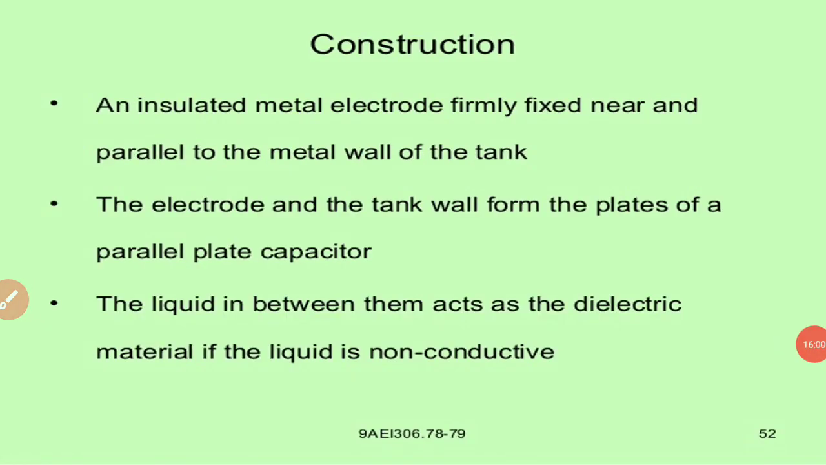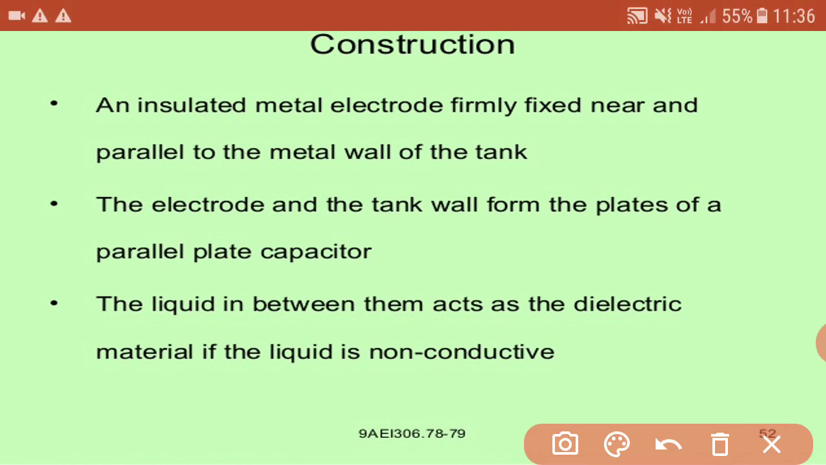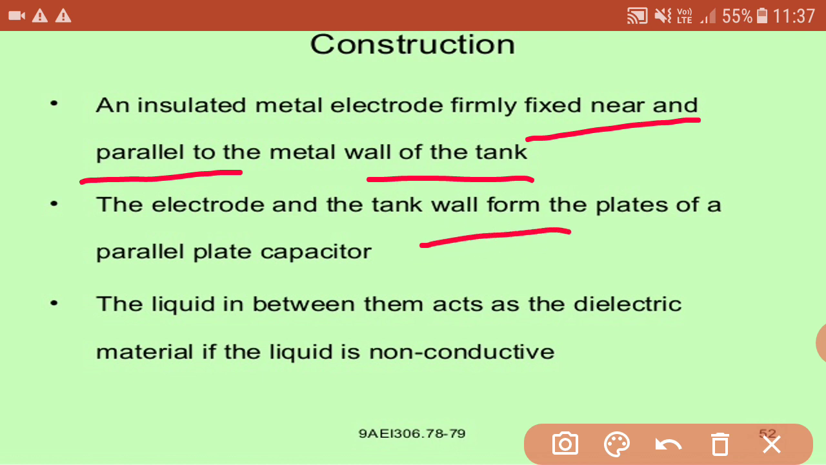Now construction. An insulated metal electrode is firmly fixed near and parallel to the metal wall of the tank. We have already seen in the figure that one metal electrode is fixed near and parallel to the metal wall of the tank. The electrode and the tank wall form the plates of a parallel plate capacitor.